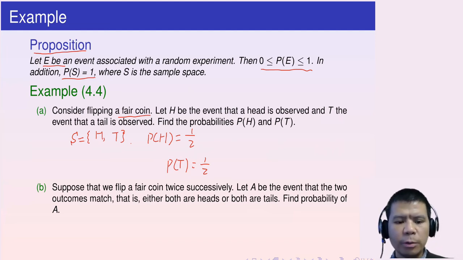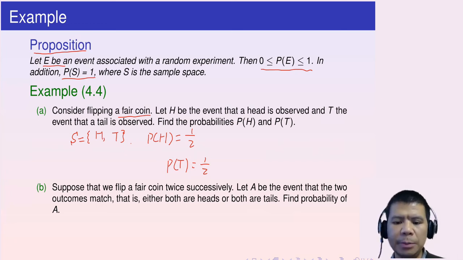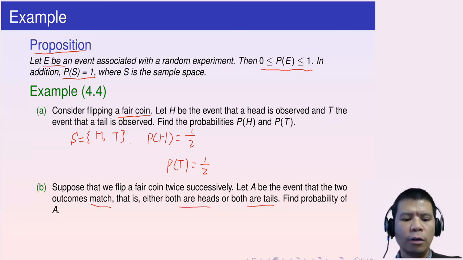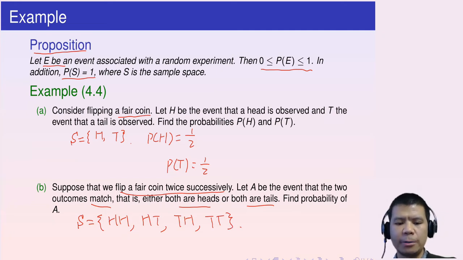B, suppose we flip a fair coin twice successively. Let A be the event that the two outcomes match. That is, either both are heads or both are tails. So find the probability of A. For this one, if we flip the coin twice, the sample space as we see is what? Head-head, head-tail, tail-head, tail-tail. This is the sample space, right?